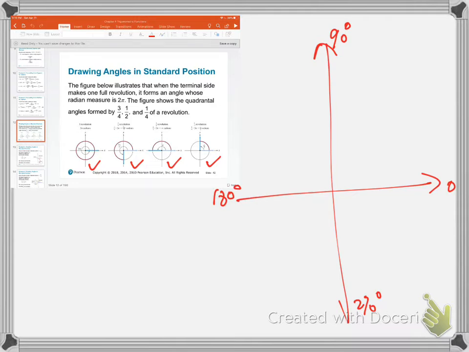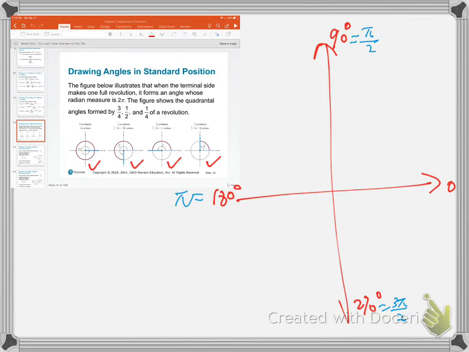Okay, 360. So now if you use radian measure, this is pi over 2, this is pi, this is 3 pi over 2, and then finally you go back, it's 2 pi. Okay, it's 2 pi. So if you know how big the angle is, you can put it in the 4 quadrants. Okay, 4 quadrants.